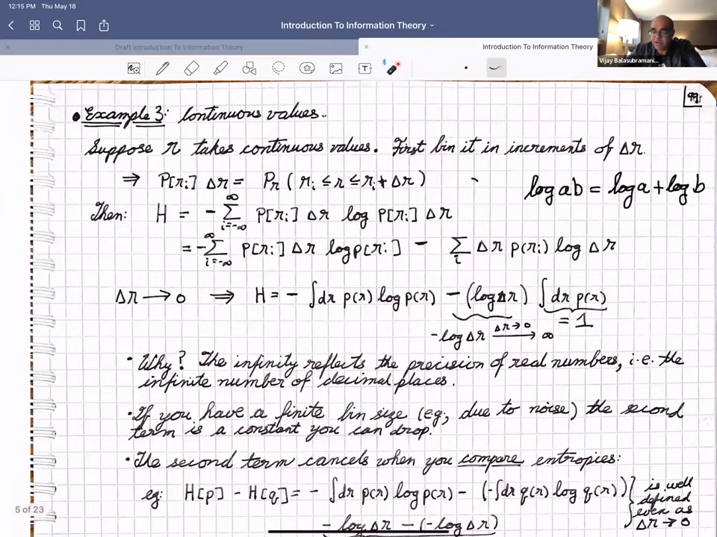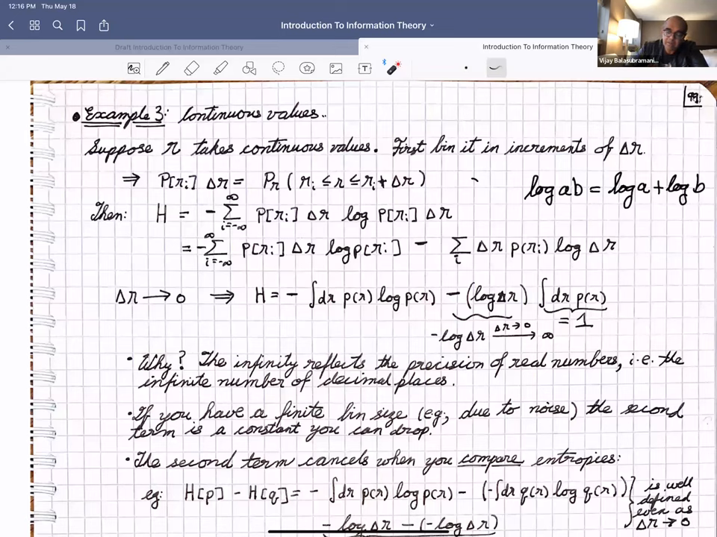Okay, so another thing that often comes up, especially in physics, is a variable that takes continuous values. So let's think about how you would write down a similar notion of entropy for a continuous variable. One obvious procedure is to first bin it in fixed increments of size delta r, and then declare that p(r_i) delta r is the probability that the variable r lies between r_i and r_i plus delta r. Then for this discretized, slightly coarse-grained distribution, you could write down the entropy, minus the sum on i of p delta r log p delta r.